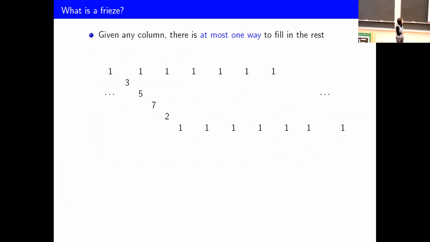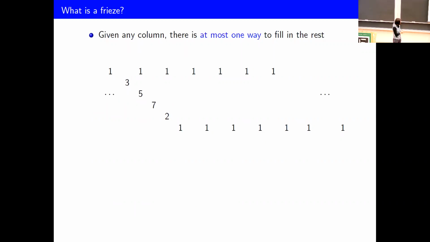Now, first of all, let's just look at this one. If you try to fill in these numbers using the diamond rule, then given the first column or any column, there is only at most one way to fill it in because of the diamond rule right here. This number must be 2. So there's only one way. And once the 2 is there, then this has to be 3. You always put 1 on the top row, and also on the bottom. This is called a frieze of height 4.